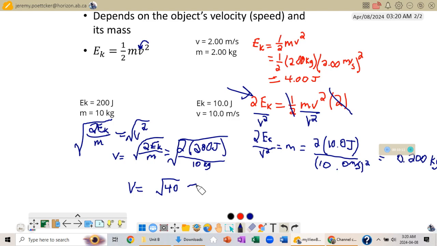All right, and two significant digits, this becomes 6.3 meters per second. My calculator spits out 6.3245553 and so on, but two sig digs here, two sig digs in my answer. All right, those are really the three types of questions you can get.